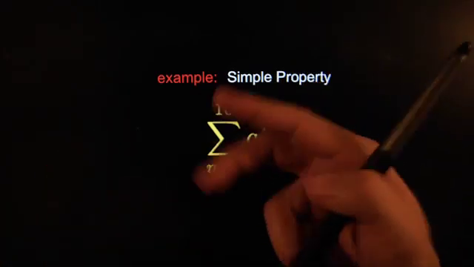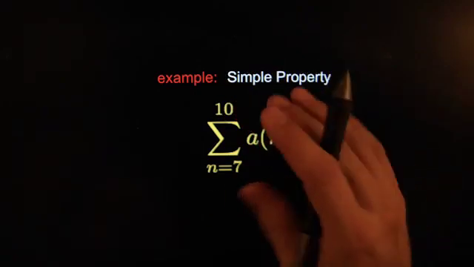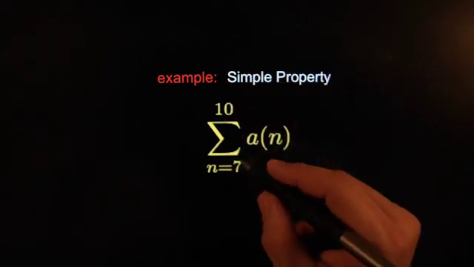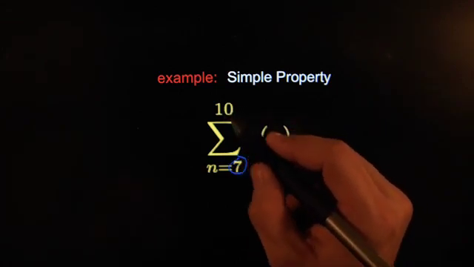These next couple properties, I got 2 more for today, and then it'll be an easy day today. This next property deals with the index. It says, hey, this index starts at 7 and stops at 10.